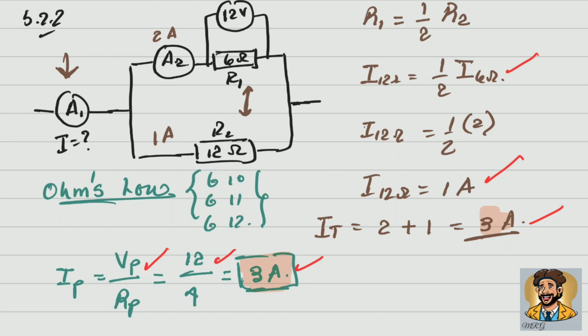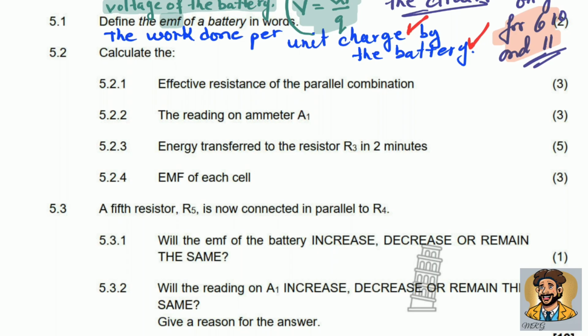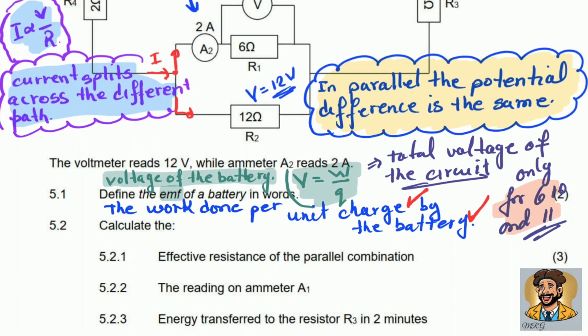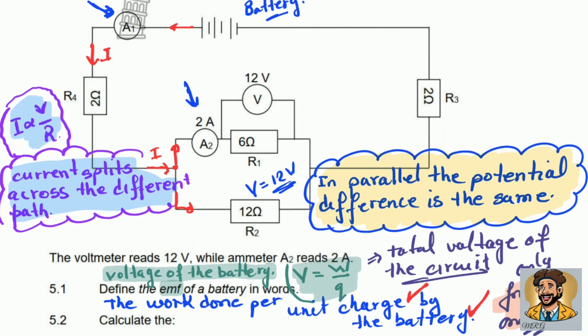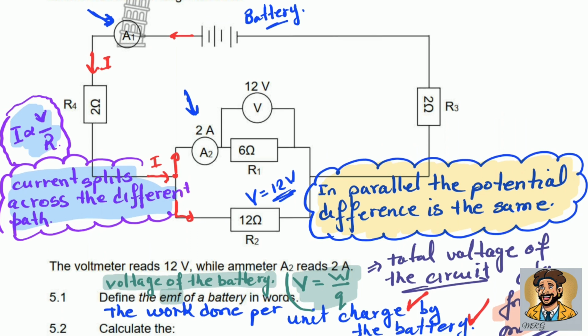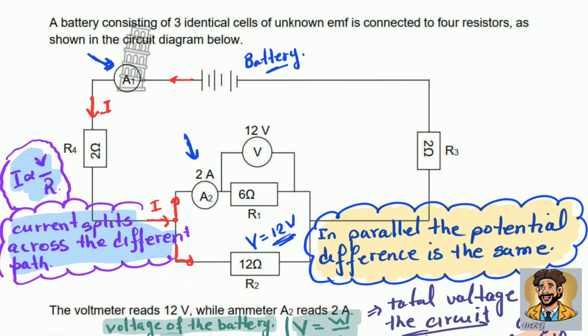But it's quite simple. Now, question 5.2.3, calculate the energy transferred for the 3 ohm resistor R3 in 2 minutes. Where is R3? It's on the corner there. Here is R3. Now, what are we looking for? We are looking for energy. And let me show you. Energy can be represented by the letter W, or E as well.